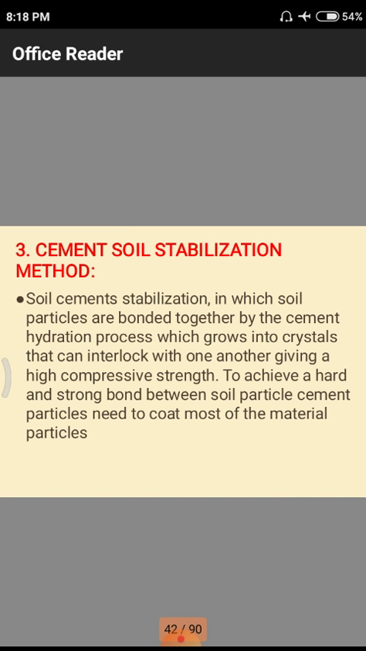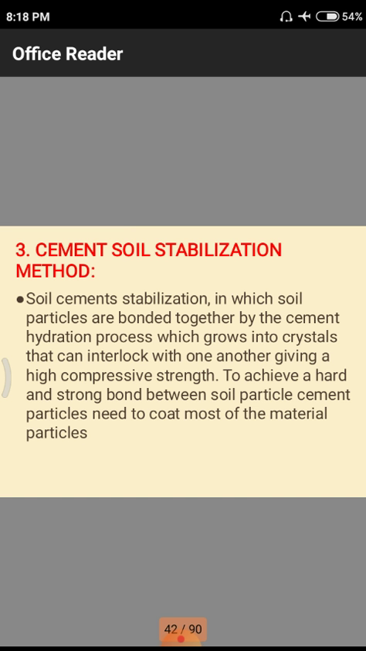Bonding means there may be a covalent bond or an ionic bond. If there is a bond, the strength between two particles will be very high. If there is no bond, the strength will be reduced. But here we are adding some quantity of cement to the soil, so whatever ionic matter is present in the cement will bond with the surrounding particles, and those will form crystals. Those crystals have a huge amount of interlocking.